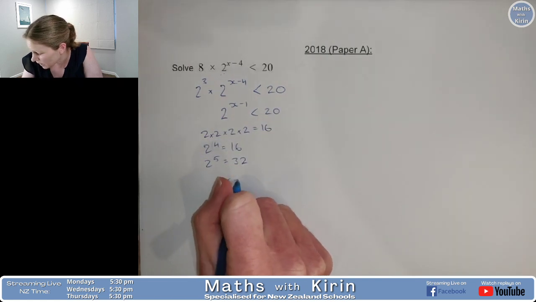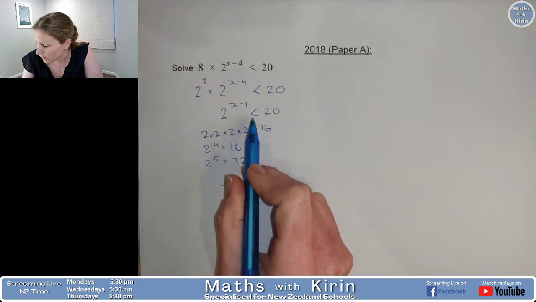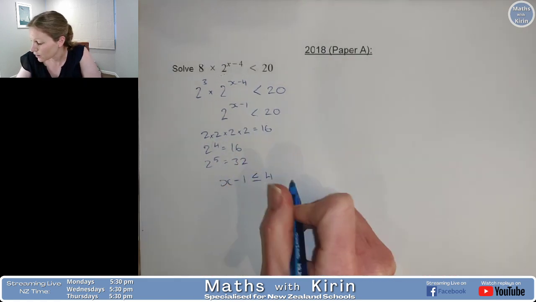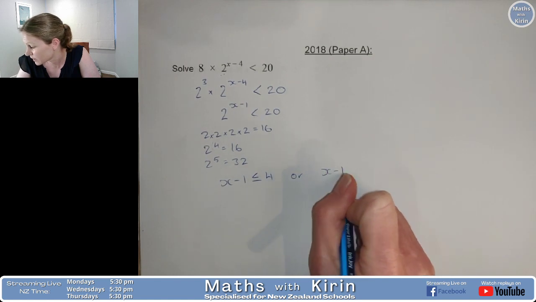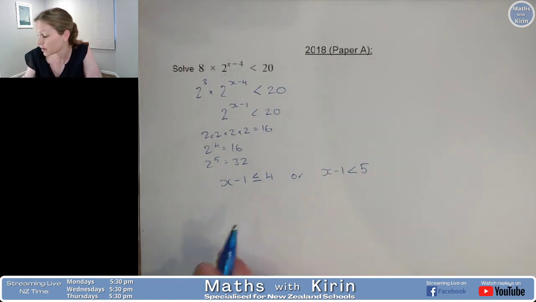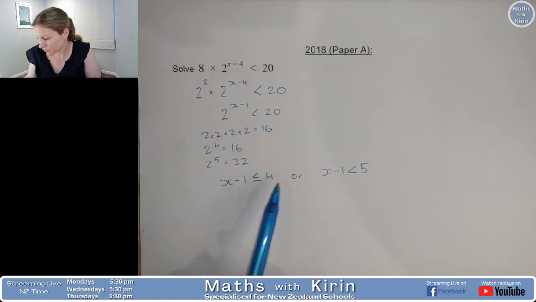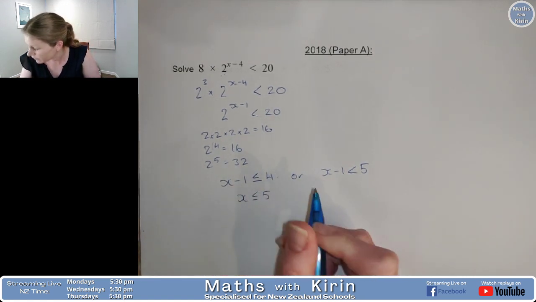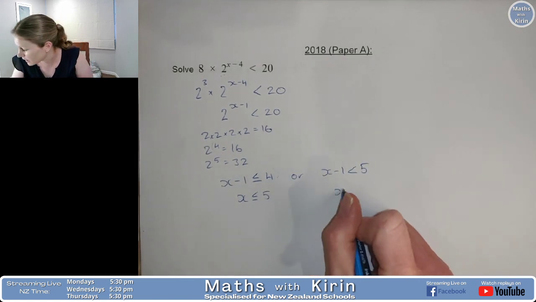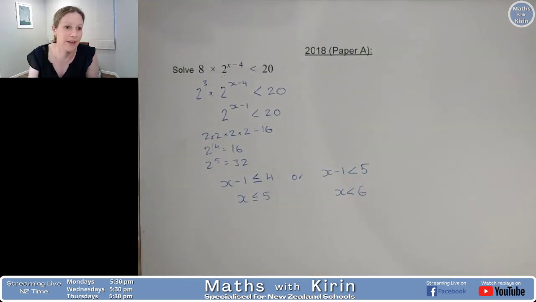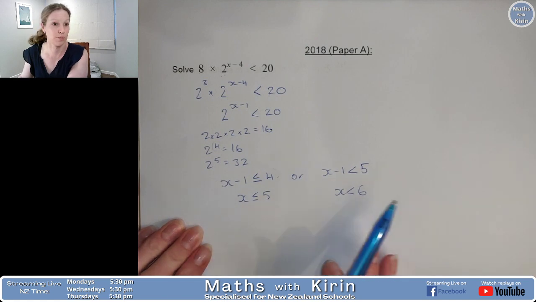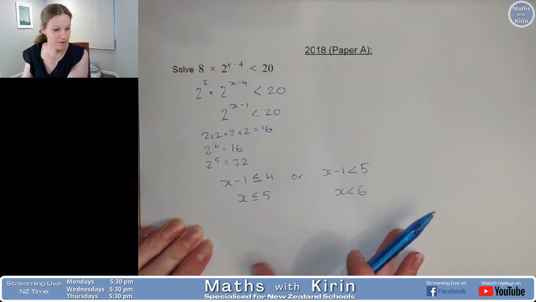So x minus 1, we want less than 20, so it has to be less than or equal to 4. Or you could write x minus 1 has to be less than 5. Either of those is fine. If you're solving this way, you get x is less than or equal to 5. If you're solving this, you get x is less than 6. They both mean the same thing because we're only dealing with whole numbers at level 1. So whichever you prefer will be fine for that question.